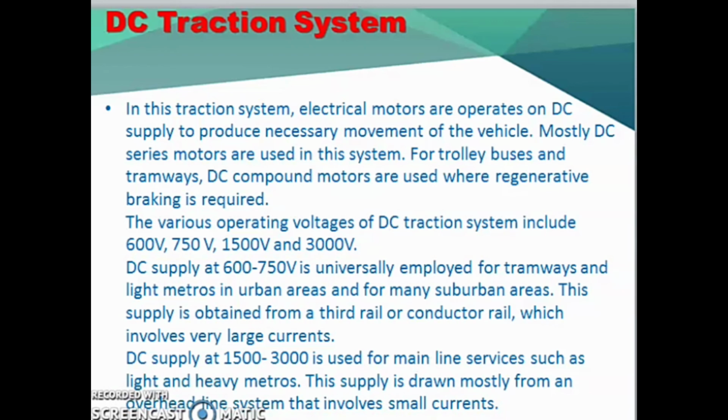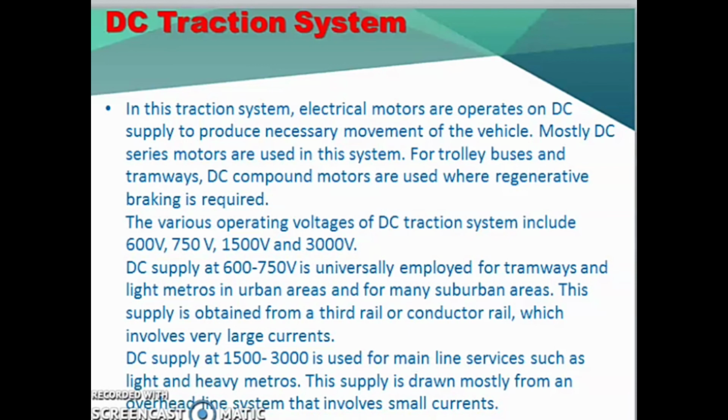So here we see the DC traction system. What is the DC traction system? In this traction system, electrical motors are operated on DC supply to produce necessary movement of the vehicle. Mostly DC series motors are used in this system. For trolley buses and tramways, DC compound motors are used, where regenerative braking is required. The various operating voltages of DC traction system include 600 volt, 750 volt, 1500 volt, and 3000 volt.